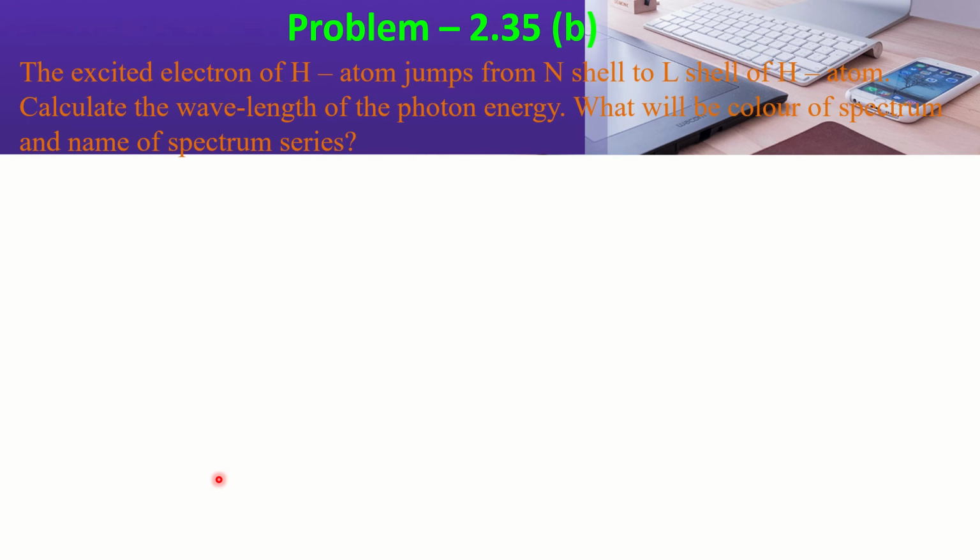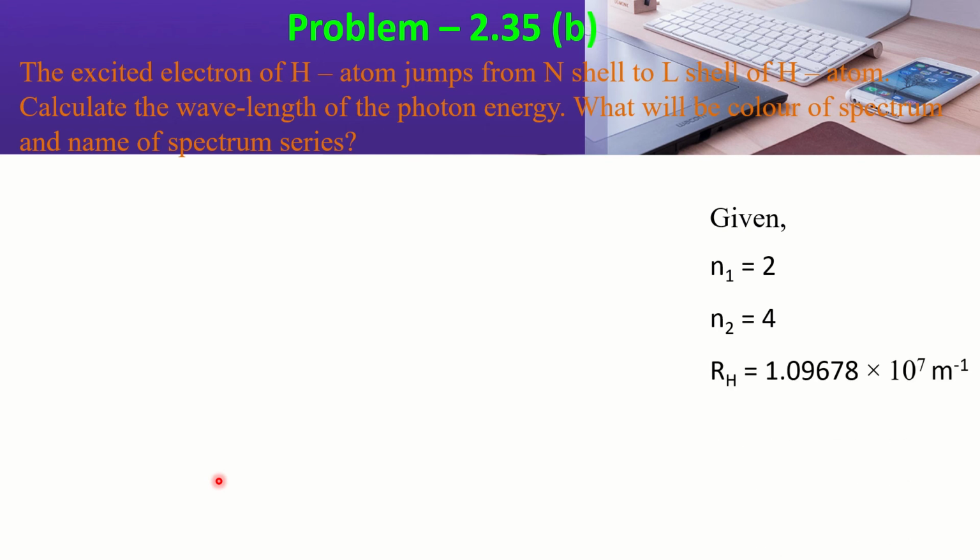Dear students, look here, the same type of math. Here the electron of hydrogen atom jumps from N shell to L shell. That means fourth shell to second shell. Here you have to calculate the wavelength of the photon energy and also the color of spectrum and name of spectrum series. Here it is given N1 equal lower energy level, that is L shell, that is N1 equal 2. N2 equal N shell, N2 equal 4.